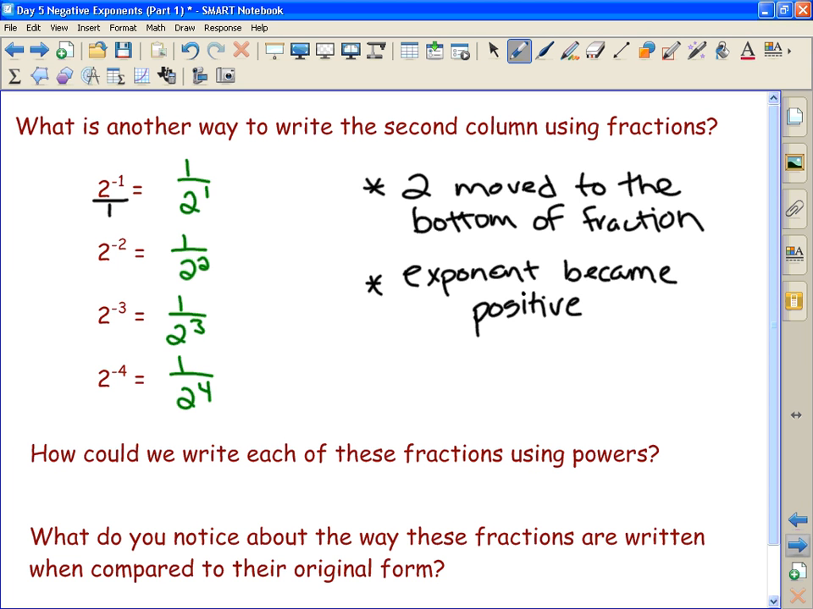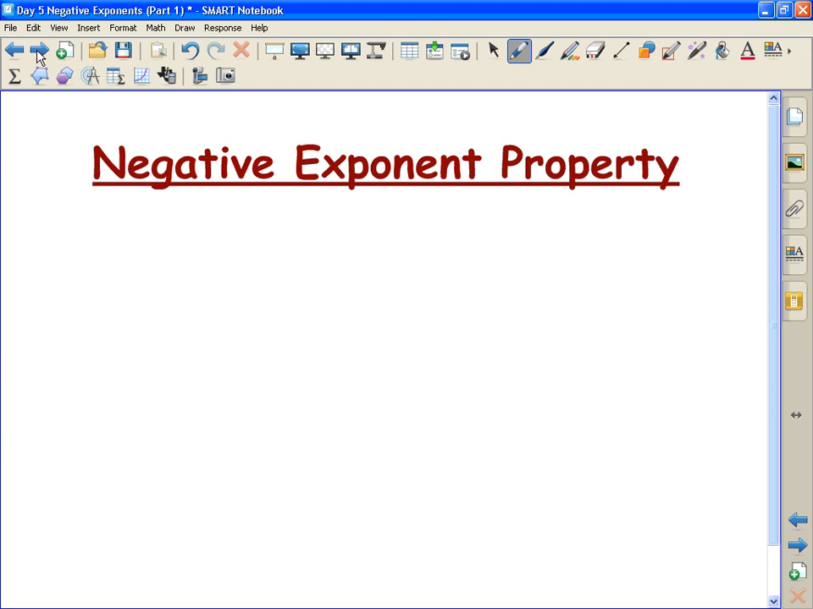So hopefully those are the two things that you notice: that the 2 moved to the bottom of the fraction, and the exponent became positive when I moved it there. So that is our pattern that occurs when we have negative exponents.